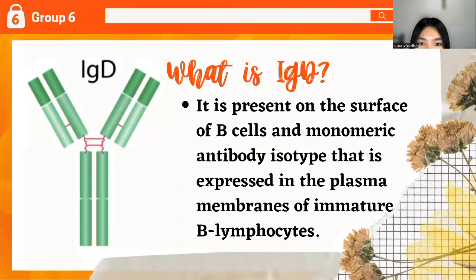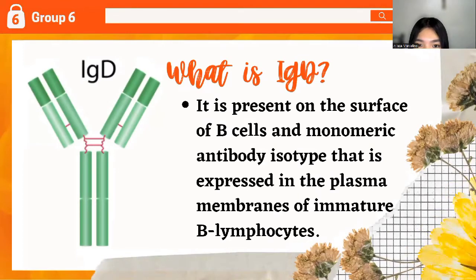So fourth is IgD. What is IgD? It is present on the surface of B cells and is a monomeric antibody isotype that is expressed in the plasma membranes of immature B lymphocytes. It is reported to play a role in the induction of antibody production and the prevention of respiratory tract infections.